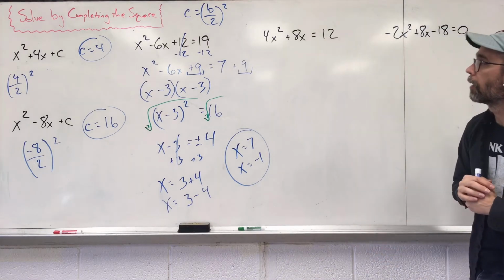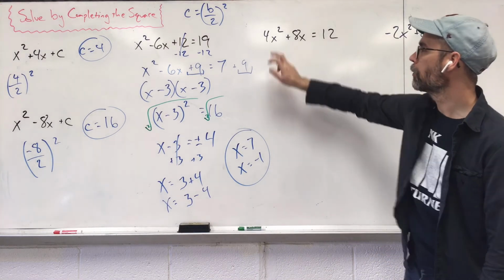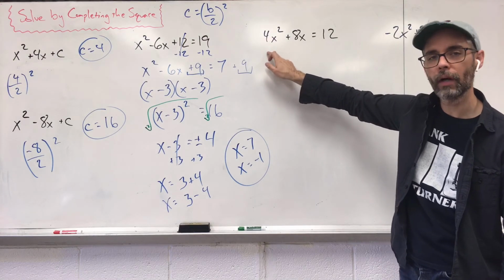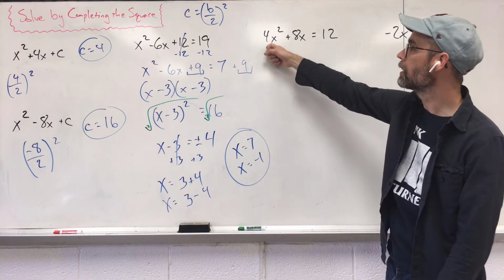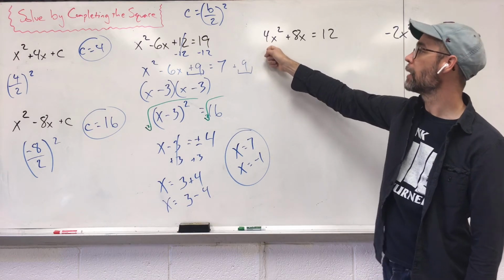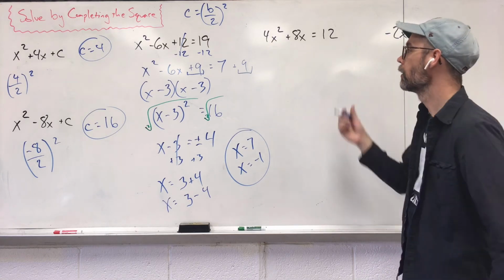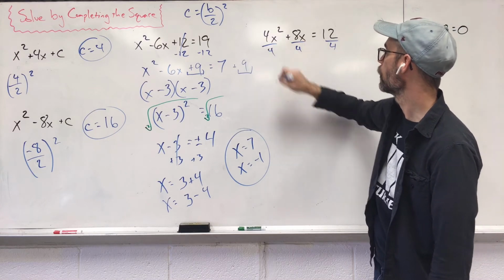Slightly more complicated problem. Well, I already have that missing c, cool. But my problem here is I have a number in front of x squared. I can't do anything when there's a number here. So when you see a number that's not 1 in the a position, let's divide everything by that number. So divide, divide, divide, 4, 4, 4.